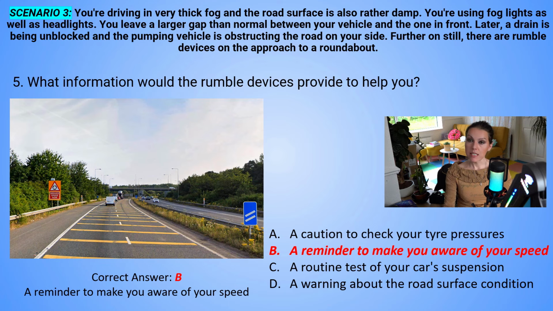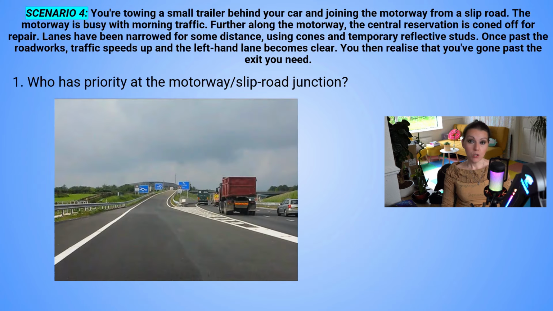And our following scenario number 4 is this. You are towing a small trailer behind your car and you are joining the motorway from a slip road. The motorway is busy with the morning traffic. Further along the motorway, the central reservation is coned off for repair. Lanes have been narrowed for some distance using cones and temporary reflective studs. Once you are past the roadworks, traffic speeds up and the left-hand lane becomes clear. You then realize that you've gone past the exit you need.